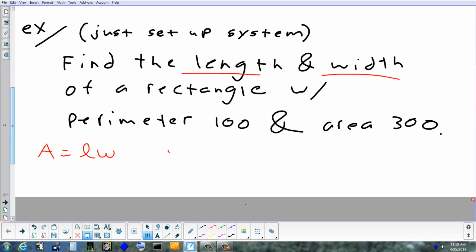And what about the formula for perimeter? What's the perimeter of a rectangle? Yeah, it's the length plus the width times 2, because you have length, width, width. So you have 2L and 2W. So you can write it as 2L plus 2W, or you can do length plus width times 2. It doesn't matter.